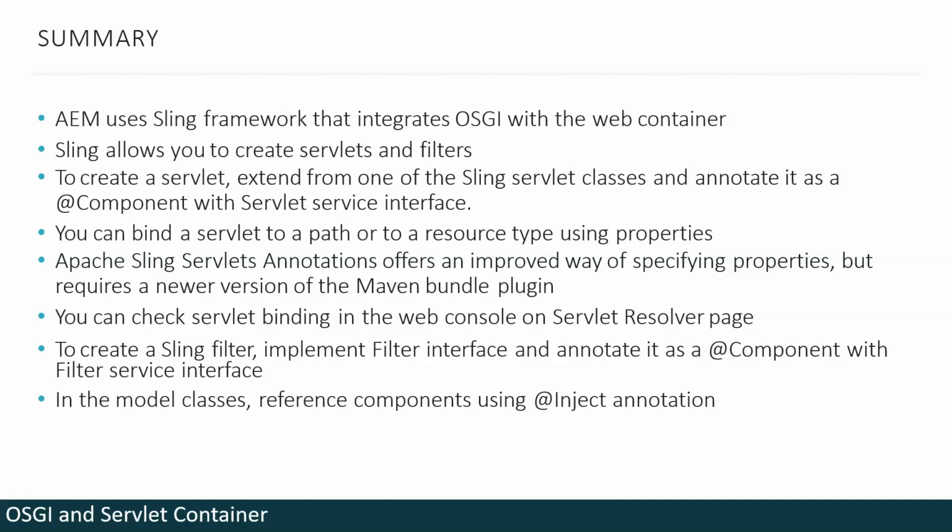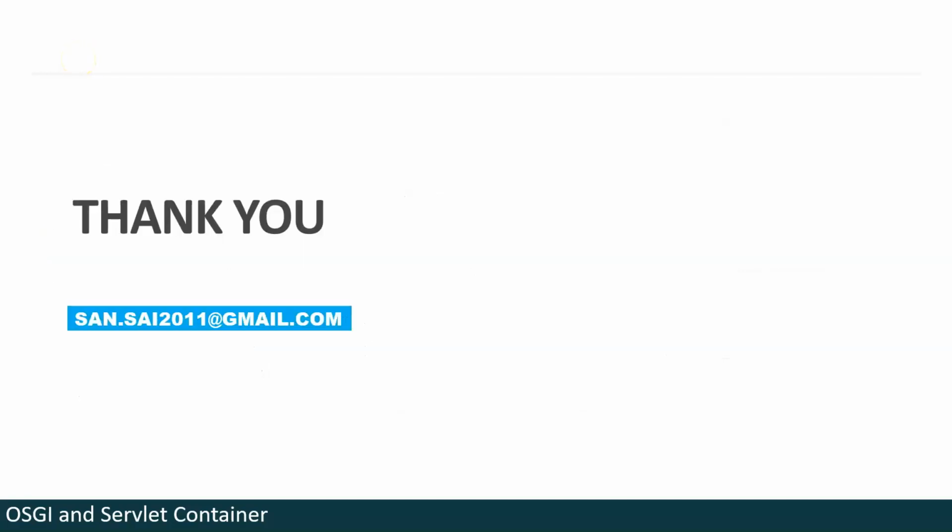To create a Sling filter, implement the Filter interface and annotate it as a component with the Filter service interface. In the model classes, reference a component using the @Inject annotation. So we reach the end of the OSGi module. Thank you for your attention.